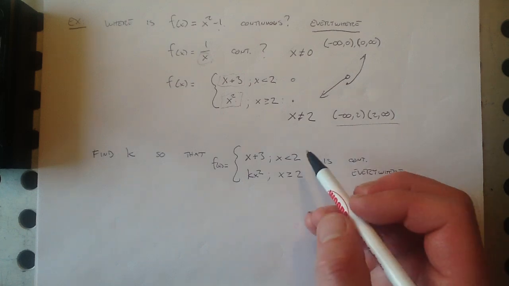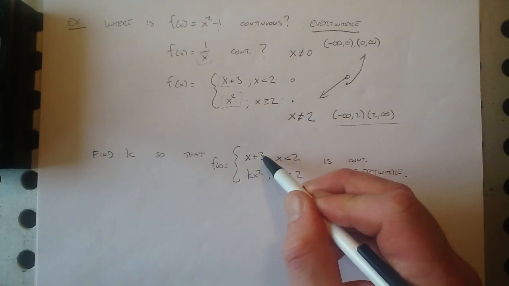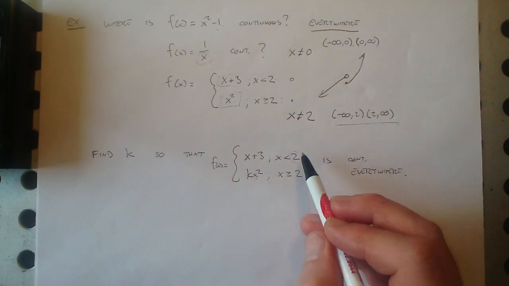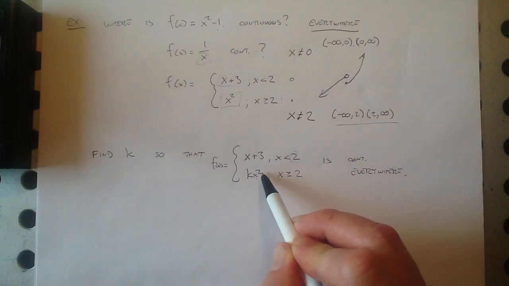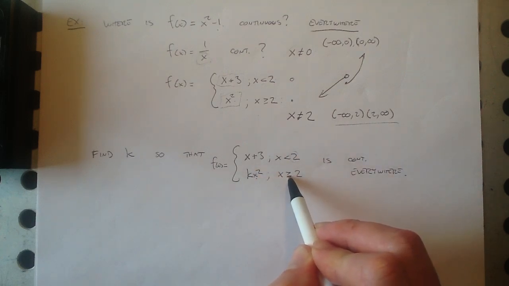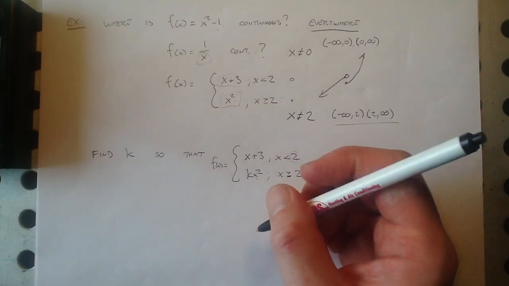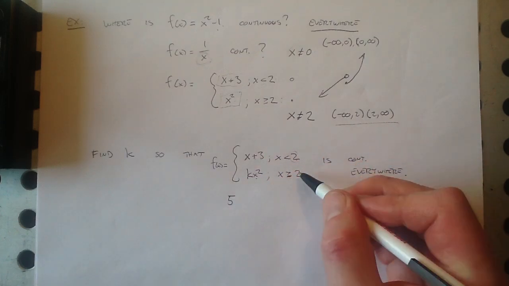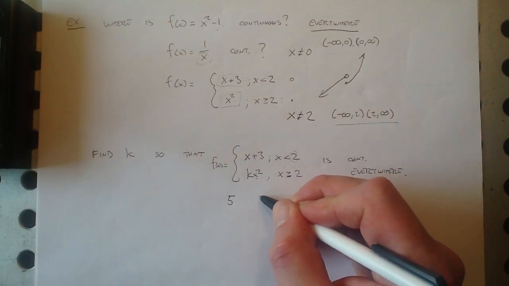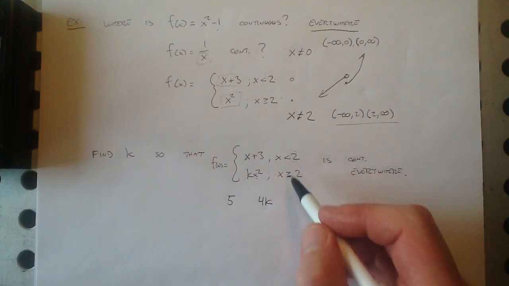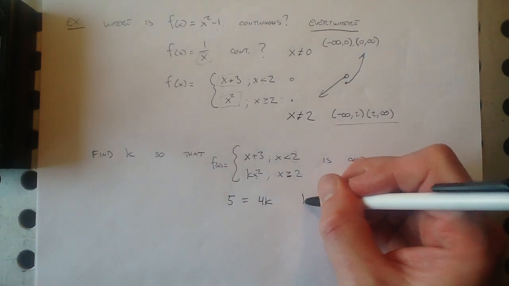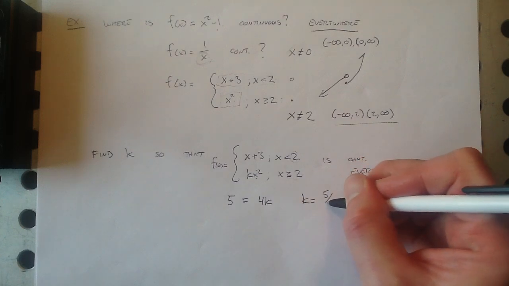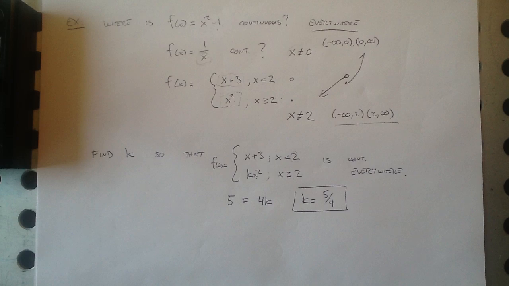Well, how do you do that? The same way we tested: when I plug 2 into this and 2 into this, the only way it's continuous is if those two things are equal, right? If the hole gets plugged by the point right there. So plug 2 into this, I get 5. Plug 2 into this, I get 4k, right? The only way it's continuous is if those two things are equal to each other. And so that happens when k is equal to 5/4. A couple problems like that in the book.